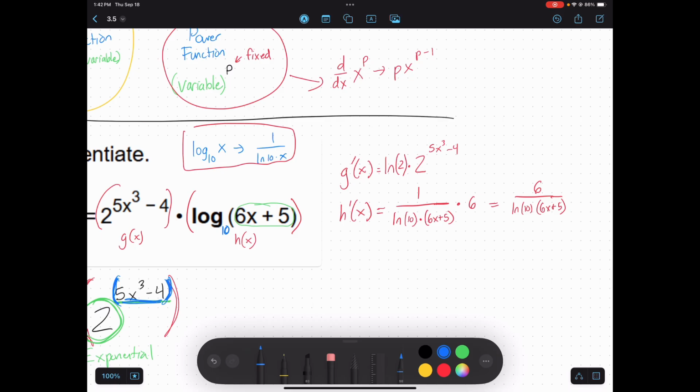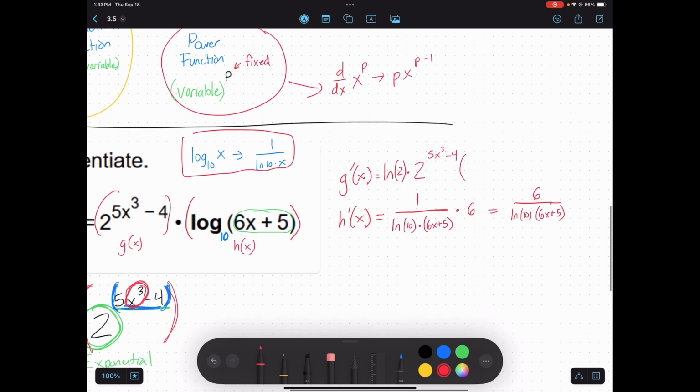Well, that's just power rule because now this piece is a power function. Now that I'm inside, now that I'm in that exponent, I'm working with a power function because that's what x cubed is. So my derivative there is 15x squared, and then the derivative of 4 is just 0. So I'm left with 15x squared. So those are my two smaller derivatives, my derivatives of each piece.